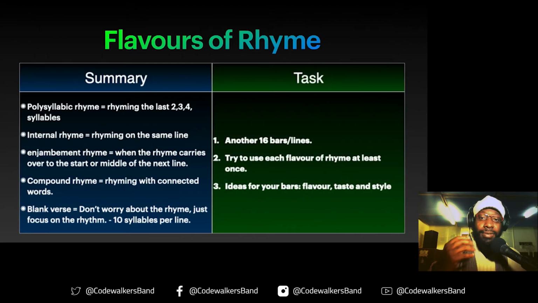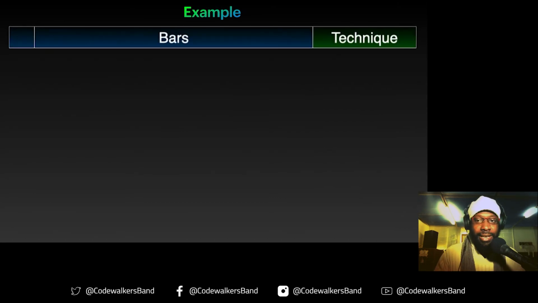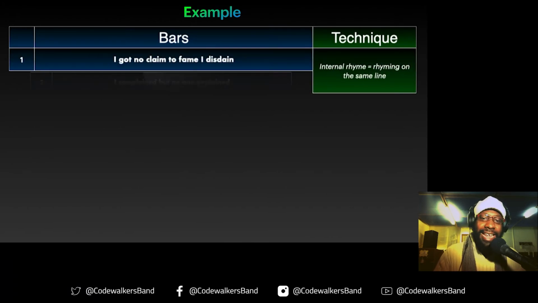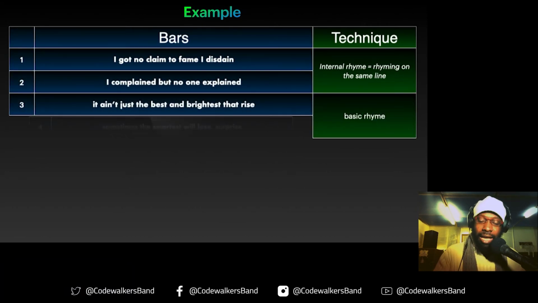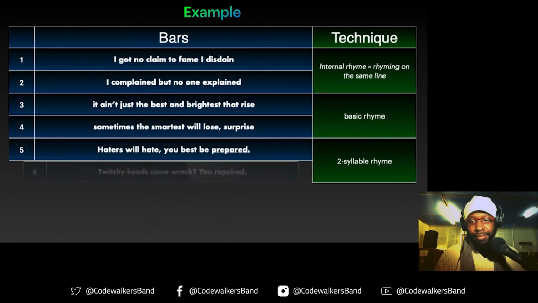All right. Now, this is your task. This is your homework. All right? You're going to come up with another 16 bars or lines. Try to use each flavor of rhyme at least once in your bars. And again, ideas for bars, just talk about flavor, talk about style, talk about taste. So again, it's making sure that we have an example for you to see. Okay, so let's have a look at this. We got some bars here for you, and we got the technique on the right-hand side. So it's showing you the bar, and then it's showing you the style of rhyme that's being used. All right, let's get into it.